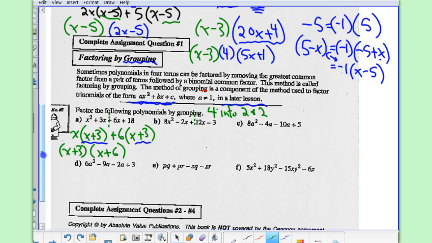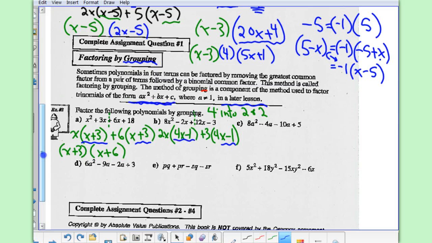I got a positive 12x, so what can I do? I could factor out a 2x out of the first two, and I'm left with x minus 1. I can factor out a 3 out of the second two, plus 3, and I'm left with 4x minus 1. You can see I made a mistake. I don't have anything that matches up, and that's because when I look back to the beginning here, I made a little numerical mistake. I took a 2x out, and I'm left with 4x minus 1.